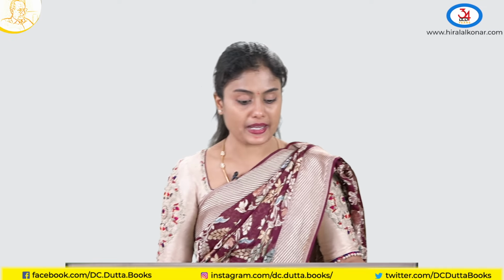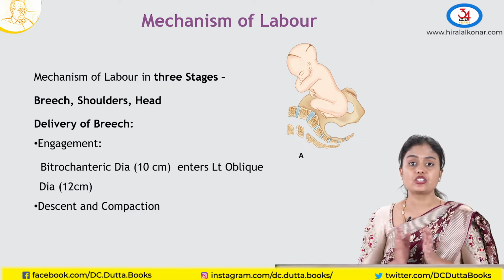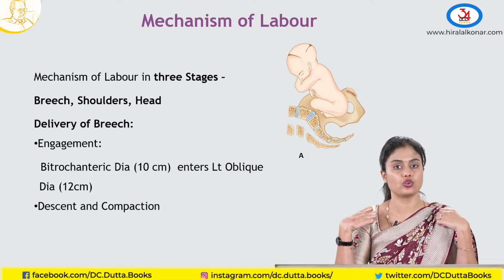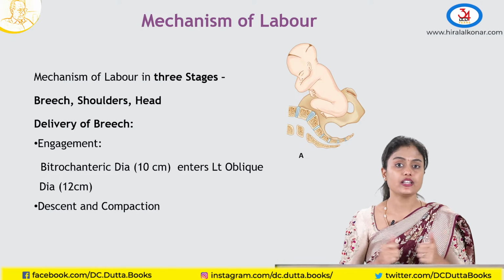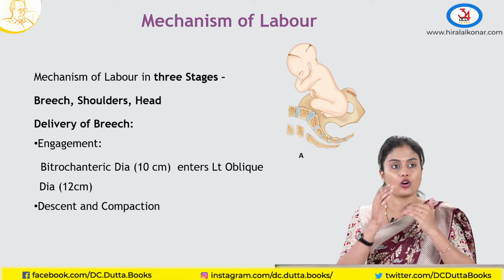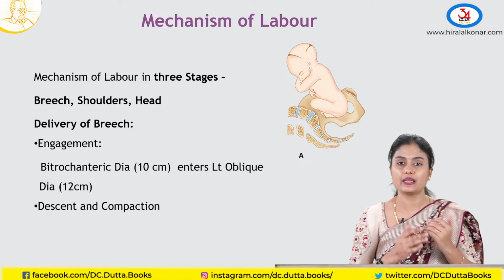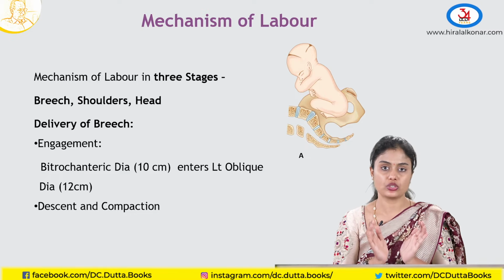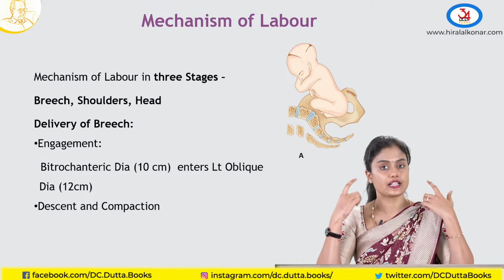Now let us begin with the mechanism of labor. In breech, the mechanism of labor happens at 3 places: firstly at the buttocks, then at the shoulders, and then at the head. These 3 places have all the steps. As you learnt in normal labor, the same steps happen, but they happen at 3 places. First the buttocks come, so it happens at the buttocks, then at the shoulder, then at the head.